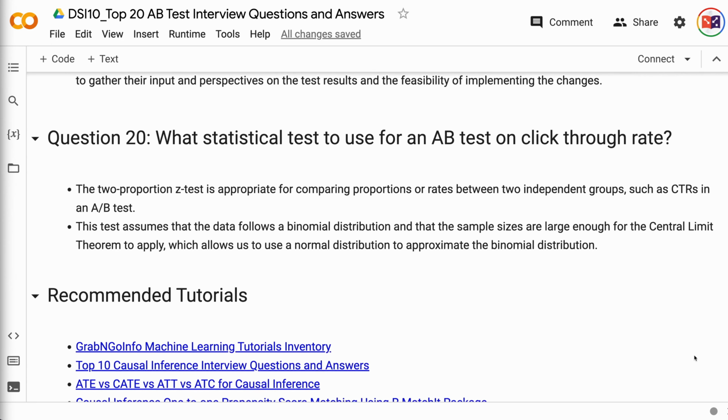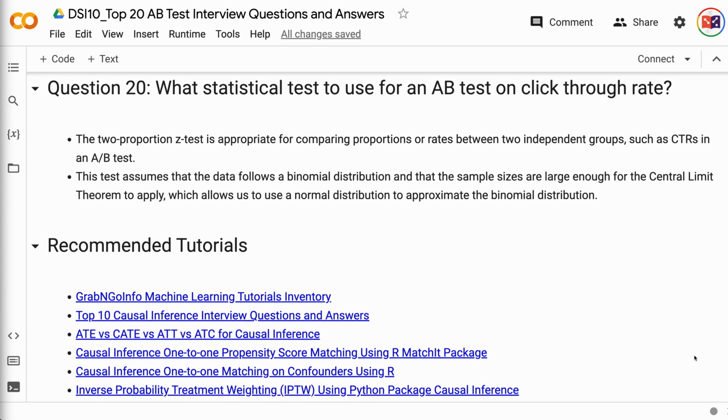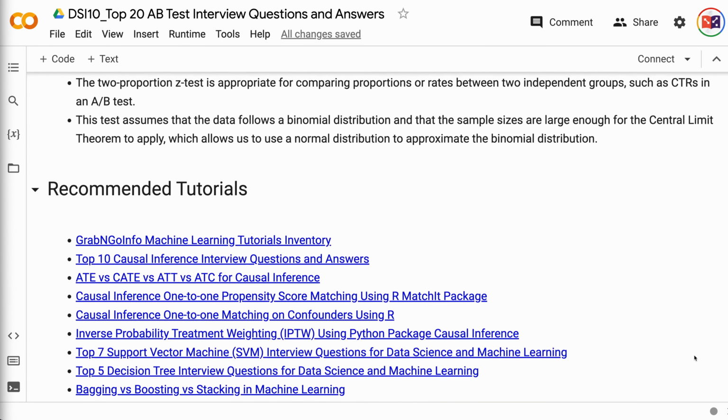Question 20. What statistical test to use for a hypothesis test on click-through rate? The two-proportion z-test is appropriate for comparing proportions or rates between two independent groups, such as click-through rate. This test assumes that the data follows a binomial distribution, and that the sample sizes are large enough for the central limit theorem to apply, which allows us to use a normal distribution to approximate the binomial distribution.